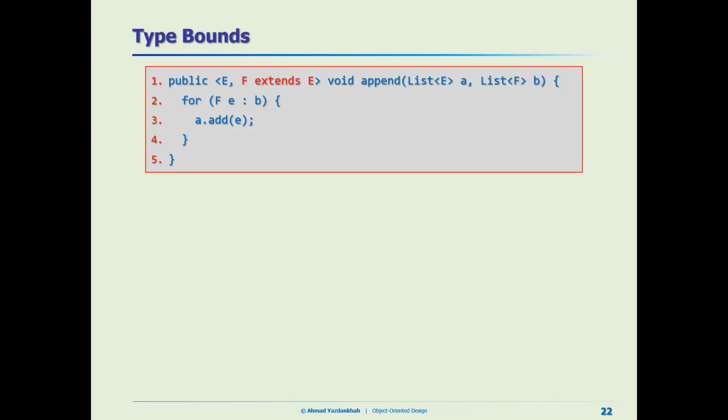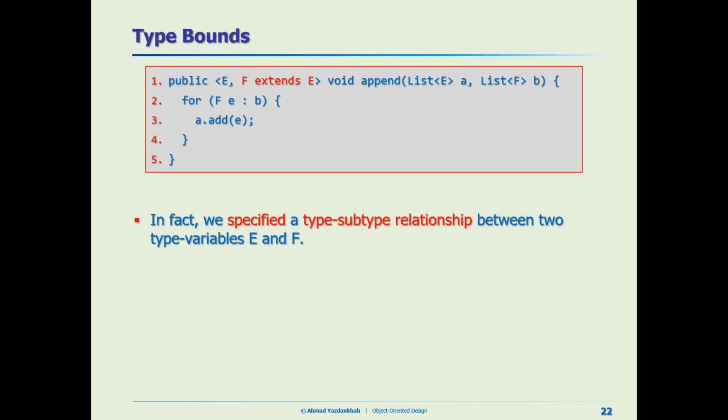Okay, so yeah, type and subtype relationship. So if we put employee here, a list of employees, and a list of managers here, right? Then this method works fine. Not only the managers, but also all of the subtypes of the employee.